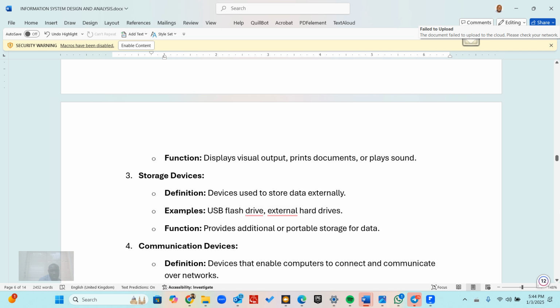So storage devices, we have the definition. Storage devices, a device used to store data externally. Those are storage devices. So these are some of the peripherals, storage devices used to store data externally. Like flash drive, external hard drive. The function provides additional function and portable storage for data outside the computer.